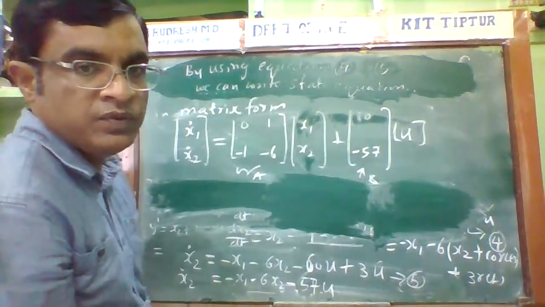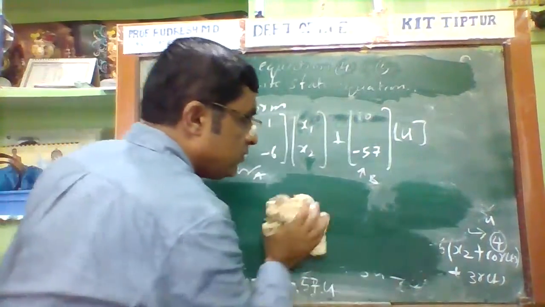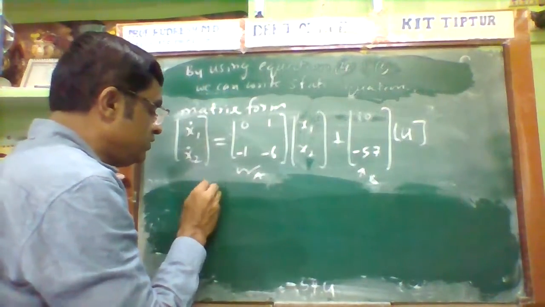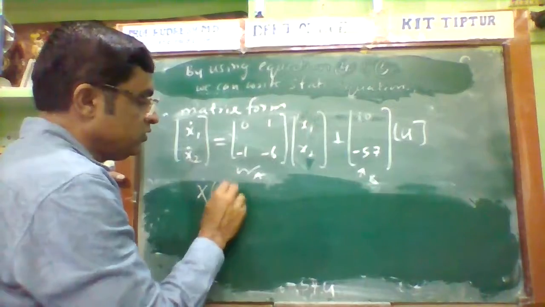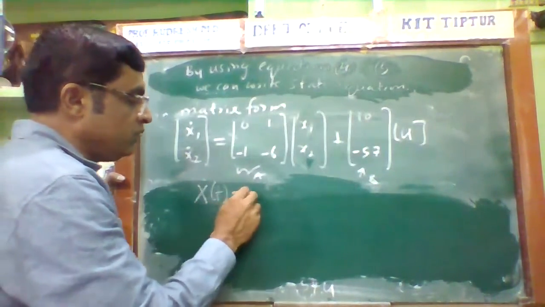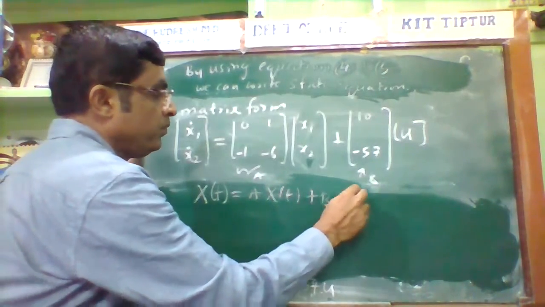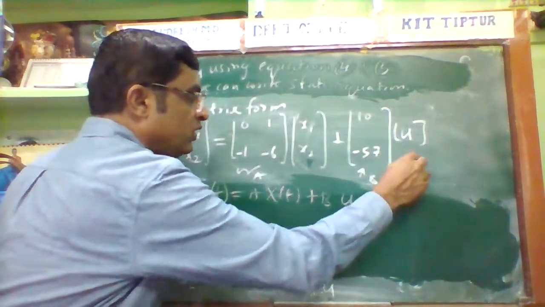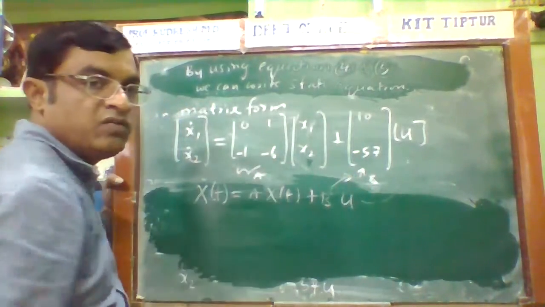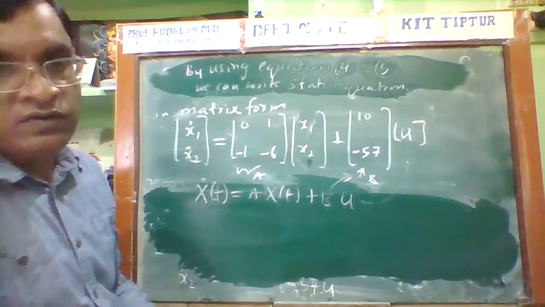Now this is in the form of x dot of t is equal to Ax plus Bu. This is the B vector, and this is the system matrix, the A matrix. Writing this in this form is called the state equation.